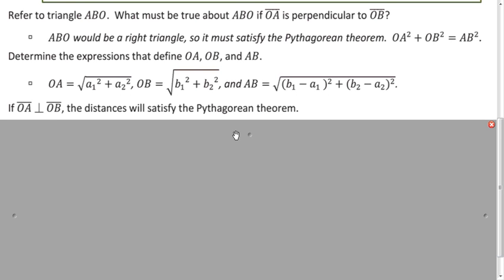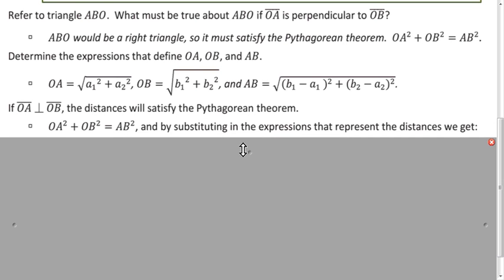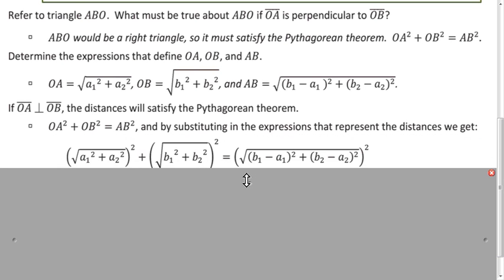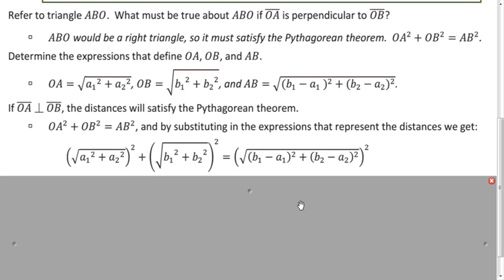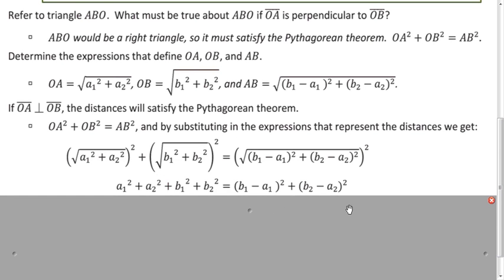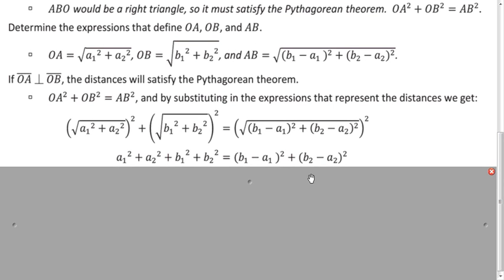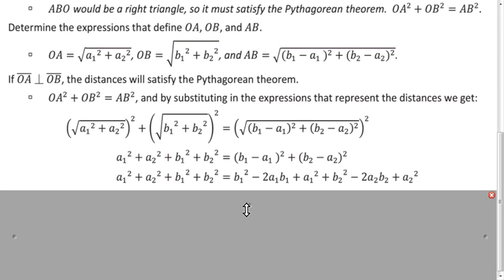So if these are perpendicular, then these distances will satisfy Pythagorean theorem. So we're going to work through this one together. If we plug in to this equation, we end up with this. And what's nice is that the squares and the square roots are going to cancel out here. Let's see, we want to simplify this as much as we possibly can. We have binomials here that are being squared, so we're going to square each binomial. You know how to do that.